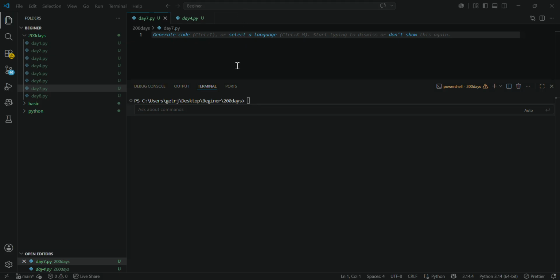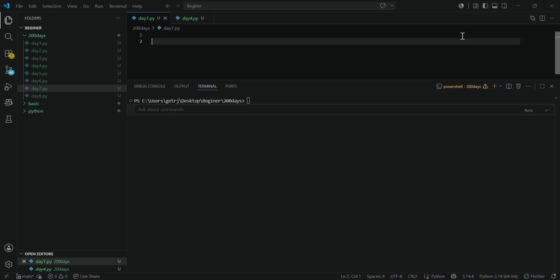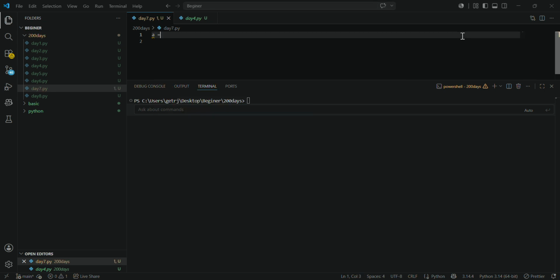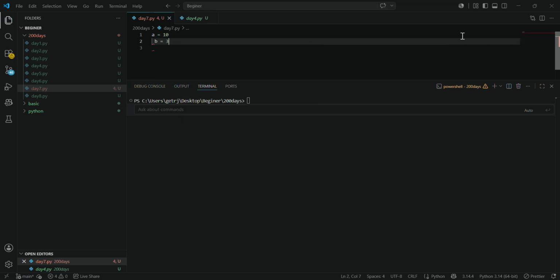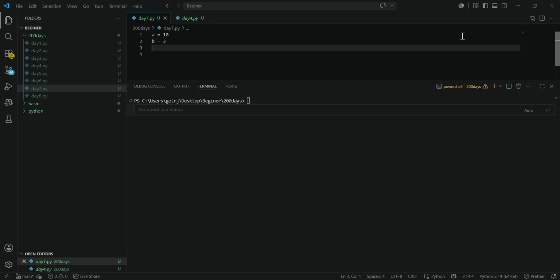Suppose we have two variables, a and b. a equal to 10 and b equal to 3. I don't want indentation here. Then we print the addition of a and b, so print a plus b.